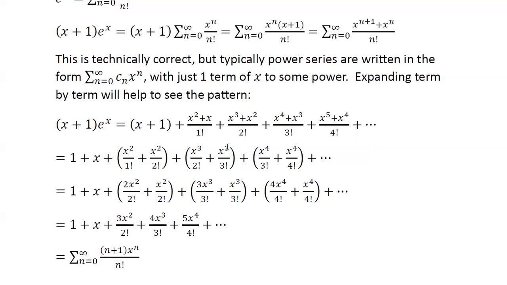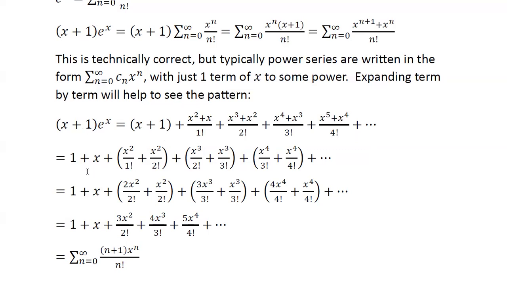So let's rewrite it and maybe expanding term by term can help us see the pattern, okay? That's what I did. So plug in n equals 0, plug in n equals 1, plug in n equals 2. These are the terms, okay? So I started reorganizing, okay?